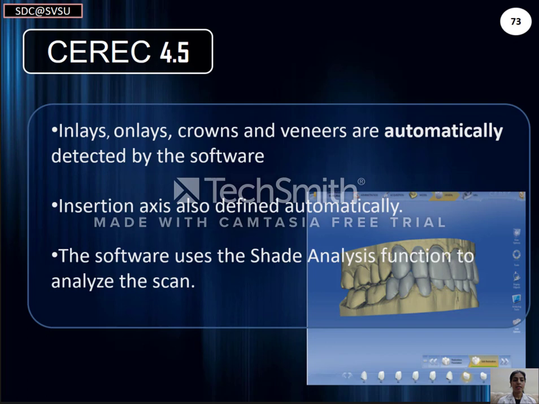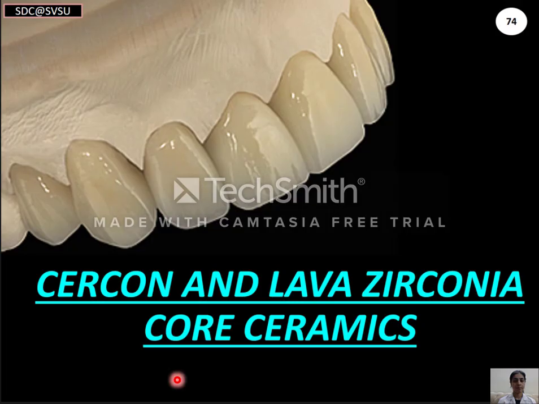In CEREC 4.5, inlays, onlays, crowns and veneers are automatically detected by the software. The insertion axis as well is defined automatically. The software uses the shade analysis function to analyze the scan and indicate the tooth color as a Vita Classic and Vita 3D Master Shade. Zircon, and Lava zirconia core ceramics.